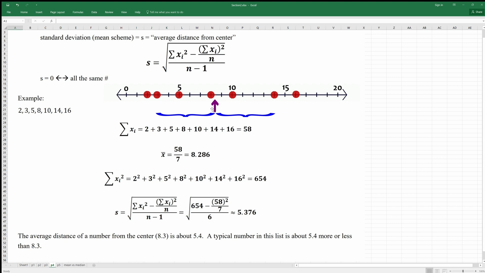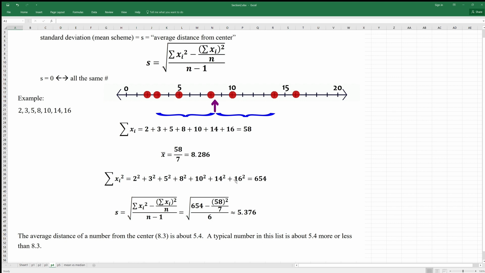But how far is the average distance from the center? The little blue distance marker here. It's a bracket that I've stretched out. The average distance from the center. How much more or less than 8.2 something is your typical, your average number in this list?